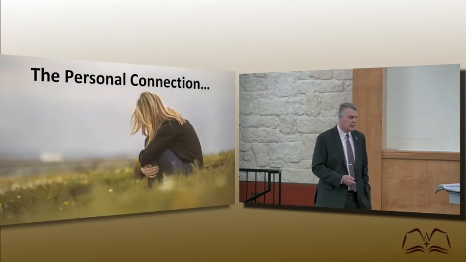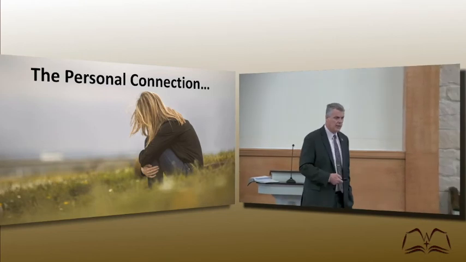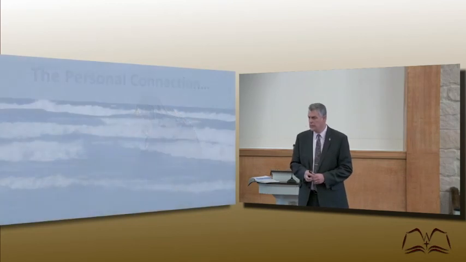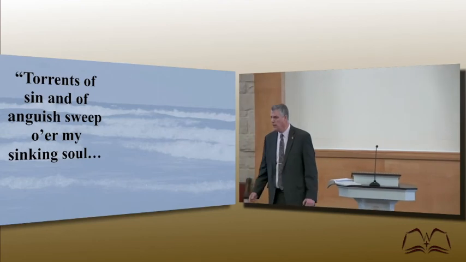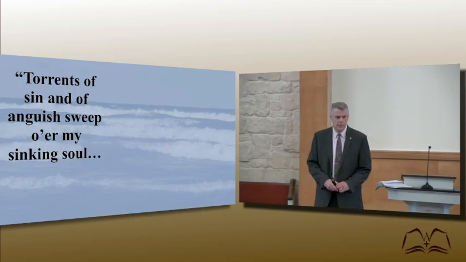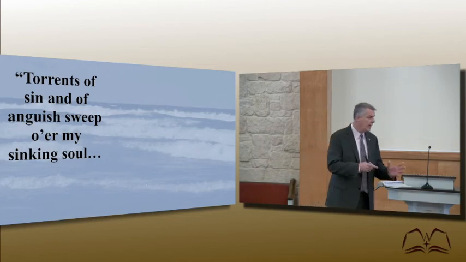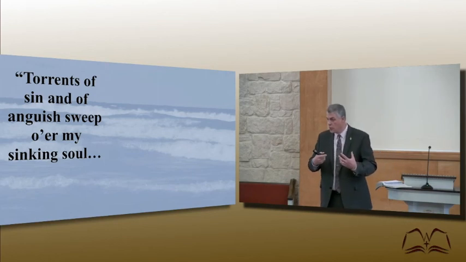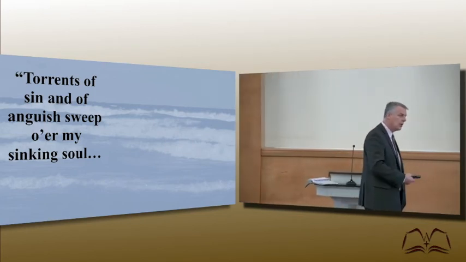But the verse continues as we look at this, as we consider there are times when we can't see a way out of this storm. When we can't see how in the world I'm going to make it through this. Because the torrents of sin and of anguish are sweeping over my soul. A torrent is a fast flow of water. And I'm feeling it in the boat. I'm feeling it in the sea of life. And the storm that's raging is killing me. And it's sweeping over my sinking soul.